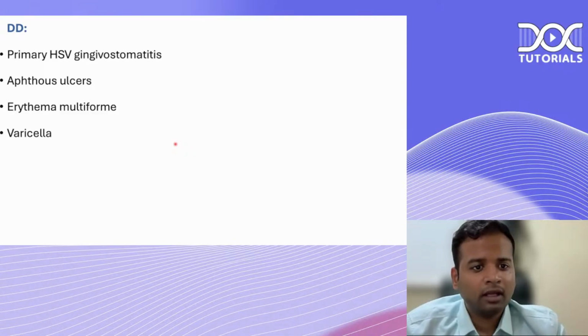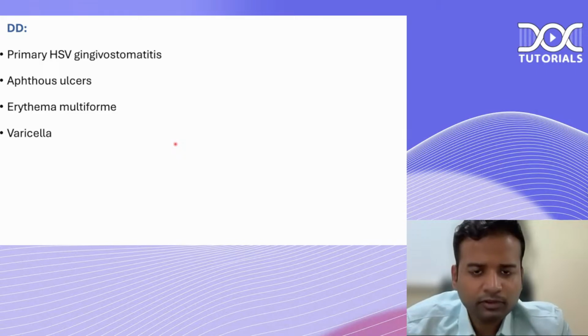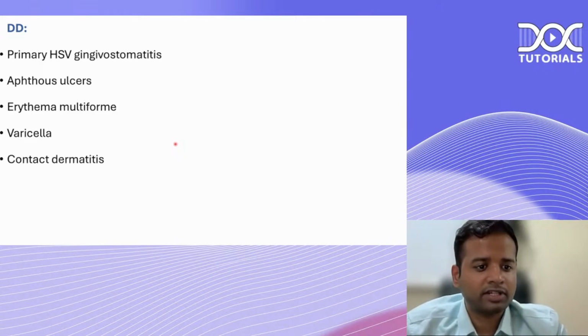Varicella is the most common viral infection in children. But how will you differentiate? Varicella has macular, vesicular lesions, all lesions at different stages will be present, and it is a generalized vesicular rash. It starts on the face and spreads to the trunk. HFMD, only hands, feet, and mouth. Chickenpox, varicella, from face to trunk. So that is an important clinical differentiation.